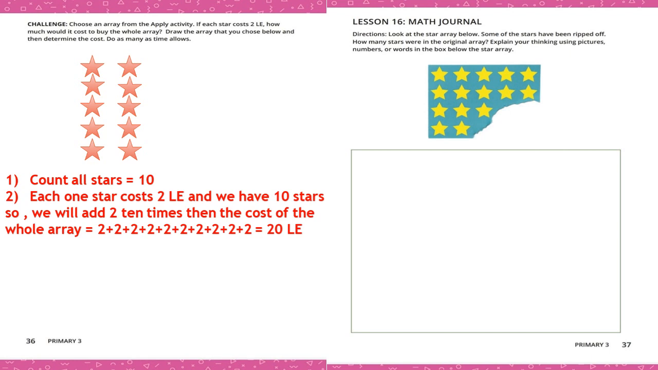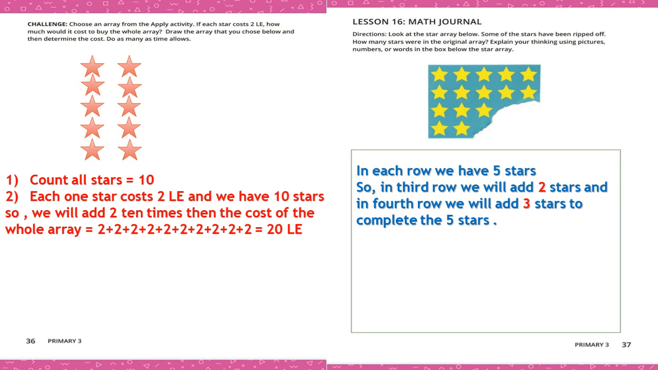We have here an array, and some stars have been ripped off. In each row we have 5 stars. So in the third row we have only 3 stars. Then we will add 2 stars. And in the fourth row we have 2 stars only. Then we will add 3 stars to complete the 5 stars.